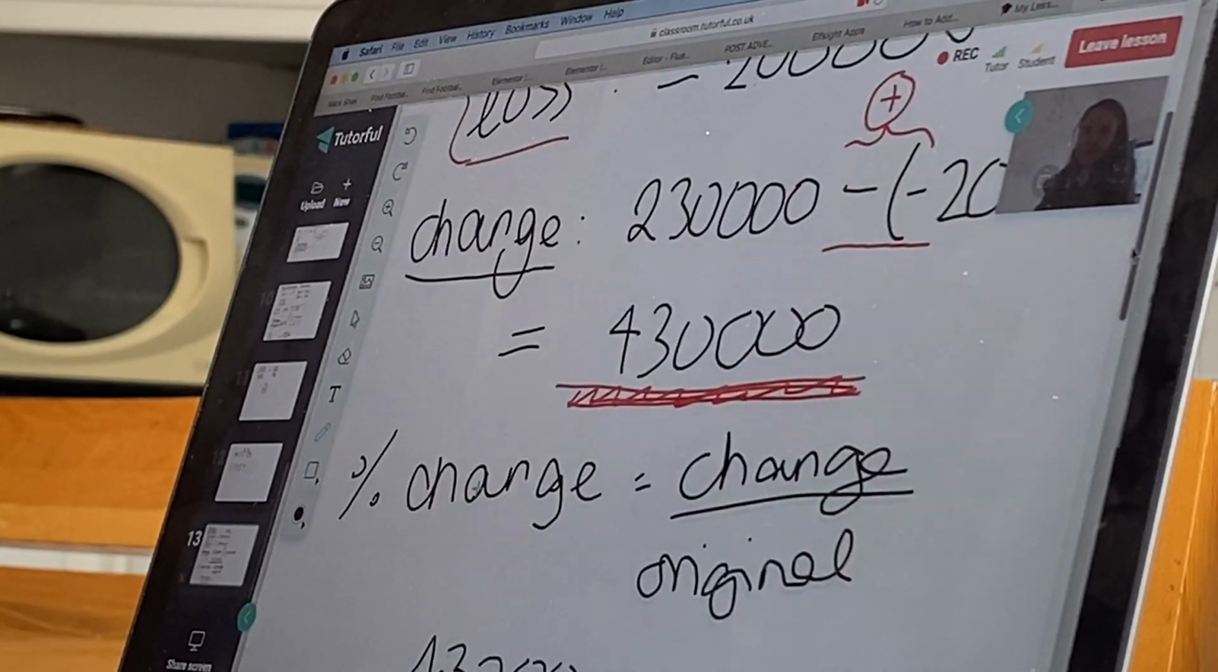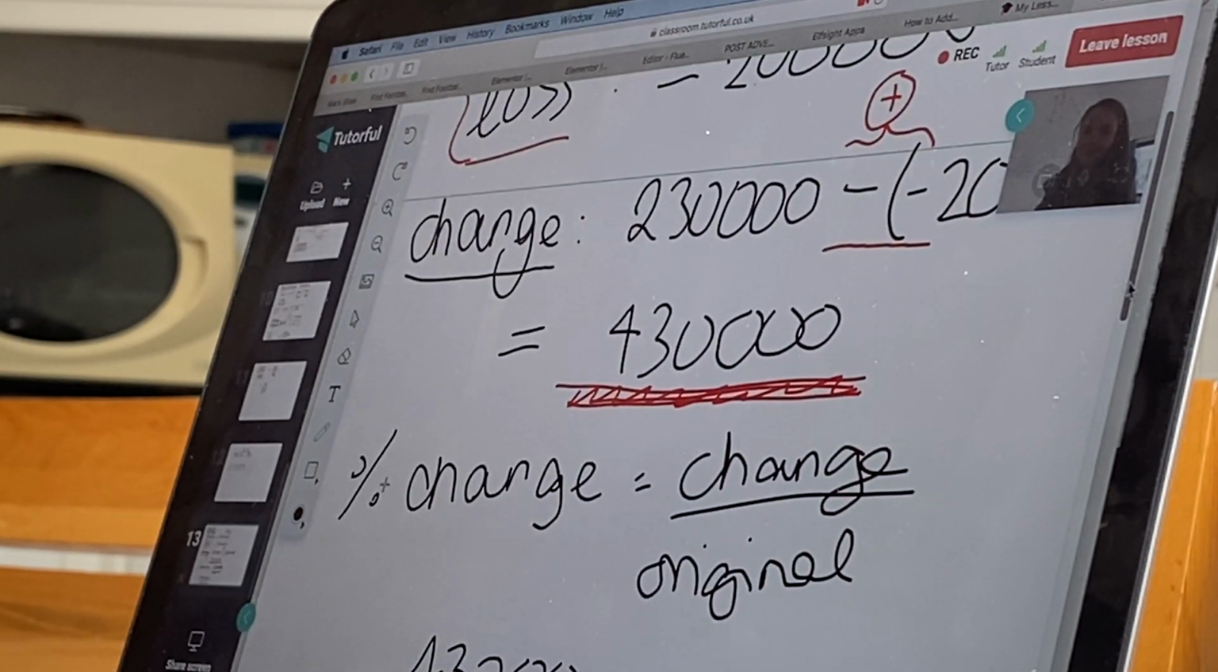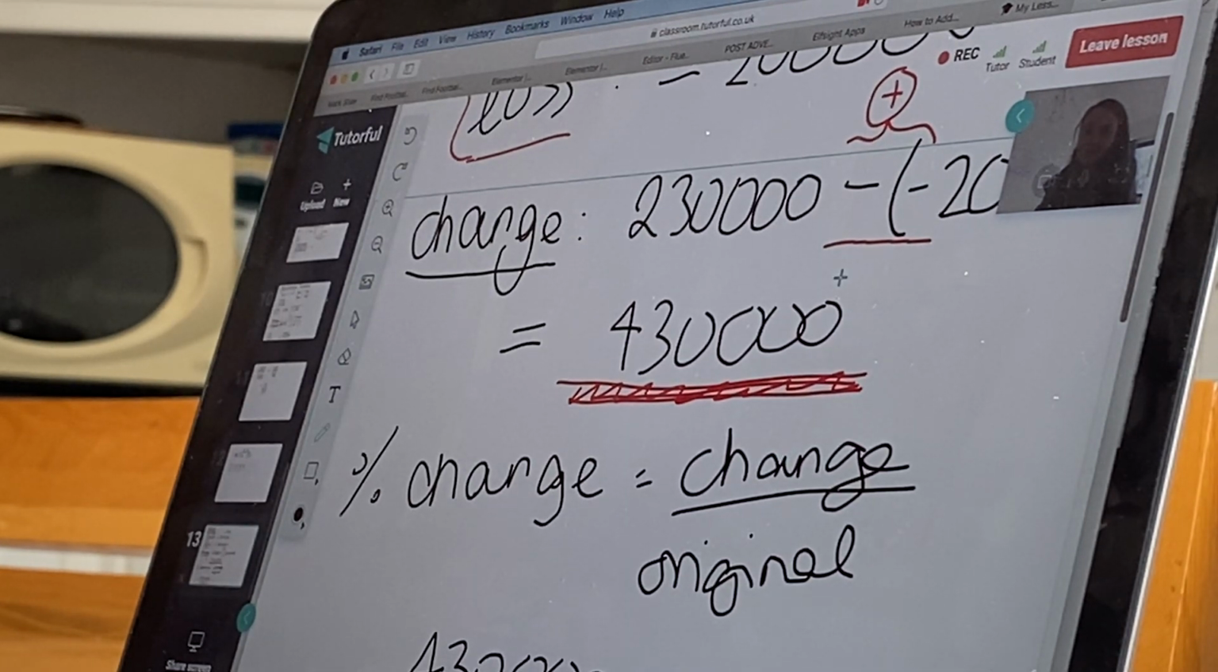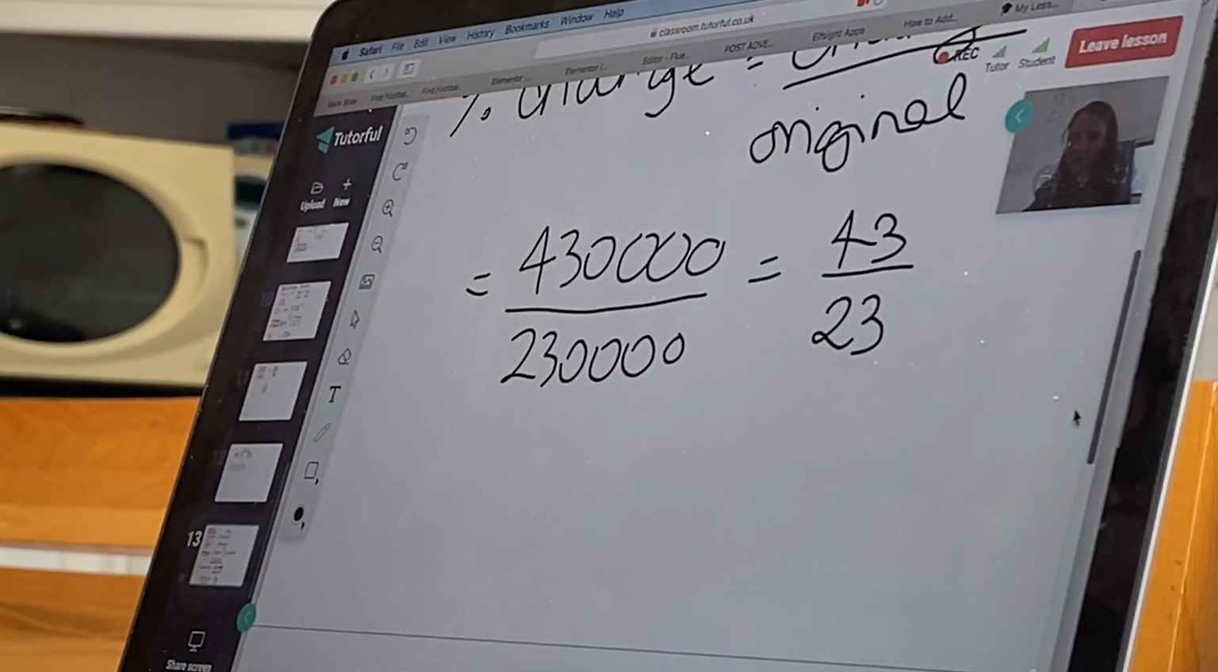Okay, so now let's go into the actual percentage part. So the percentage change is going to be the change over the original. The original is 230,000 profit, and the change was 430,000. So we take 430,000 and divide it by 230,000. Before we try and do the division, let's simplify the fraction. So we have 43 over 23. Now, 43 over 23, can we divide that? Can we use a calculator? Yeah. So what do we get as a decimal?